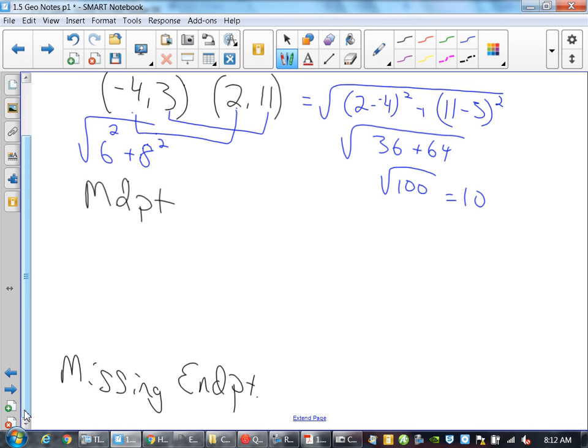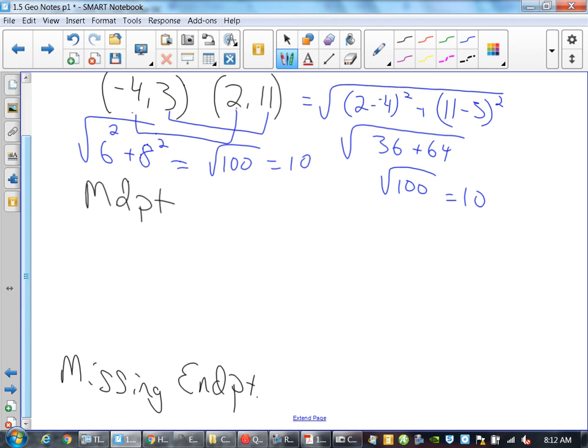I didn't finish this out. When I finish this, I get the square root of 100, which equals 10. So that's how far apart those are. I just stopped because I had just done it. I should have walked through the rest of it.